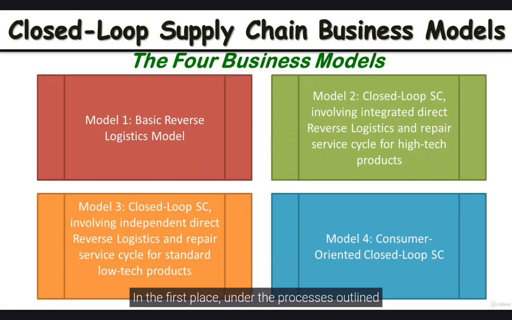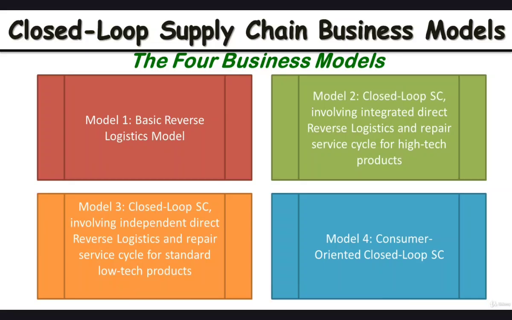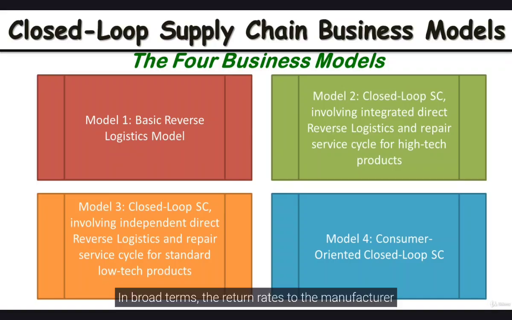In the first place, under the processes outlined in Model 2 and 3, the primary return dynamics are generated from the perspective of the end user's experience and use of the products. In the consumer goods business model, Model 4, the retailer may also be returning material and goods independently of the end user's purchases, due to the distribution or retailer requirements to clear shelves, obsolescence, and recalls. In broad terms, the return rates to the manufacturer in a consumer goods closed-loop supply chain is internally much higher than in the supply chain situations outlined in Model 2 and 3.